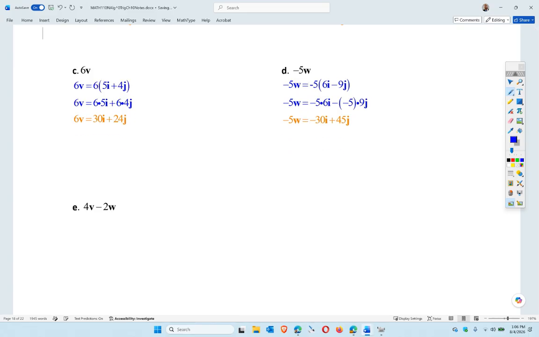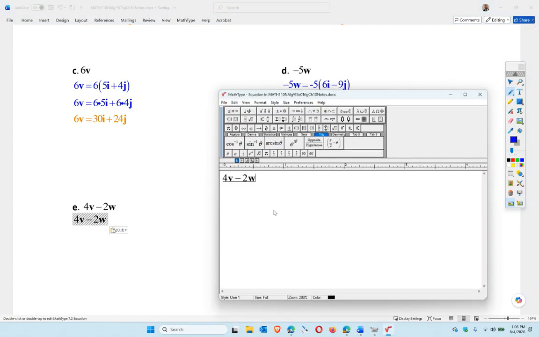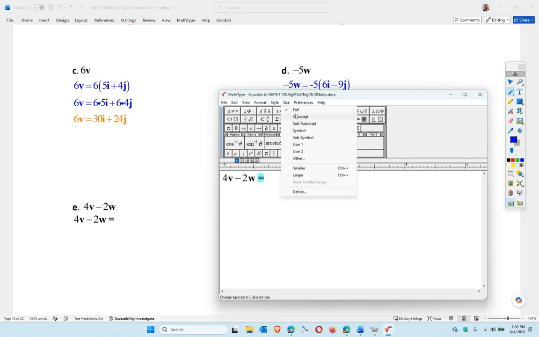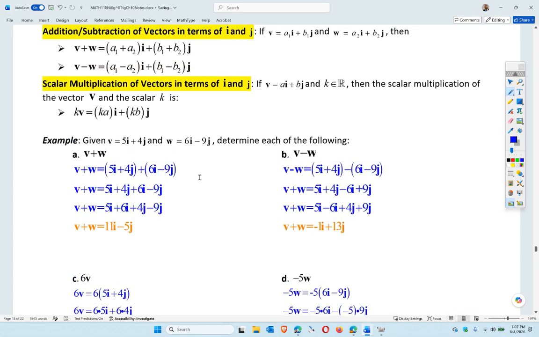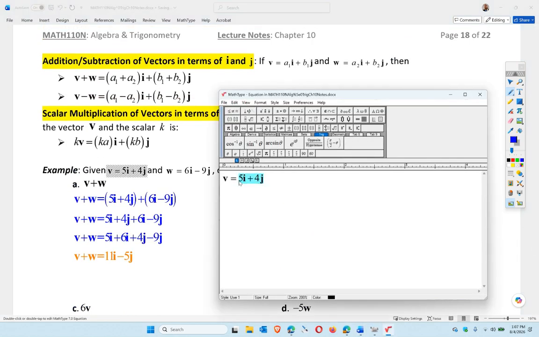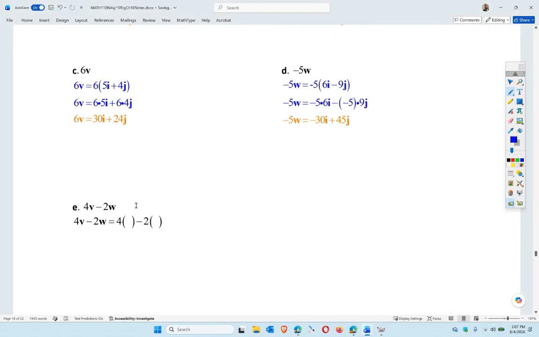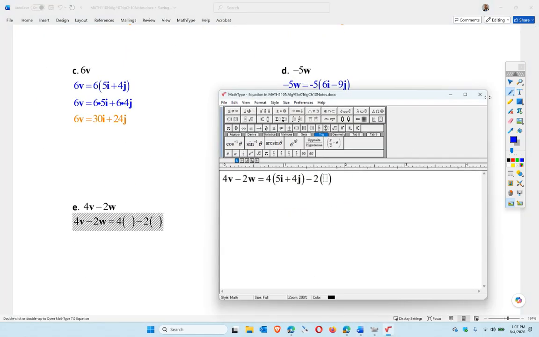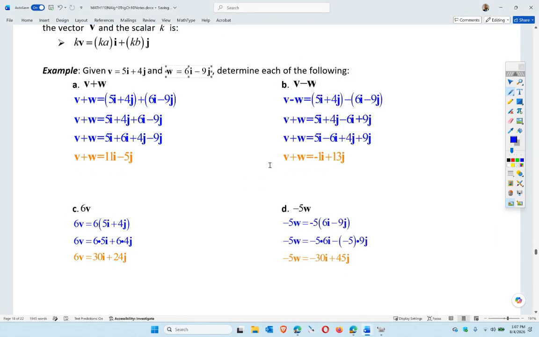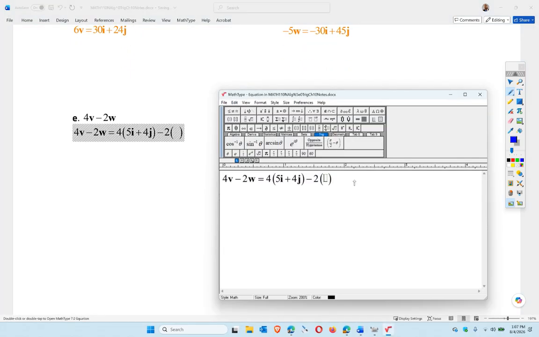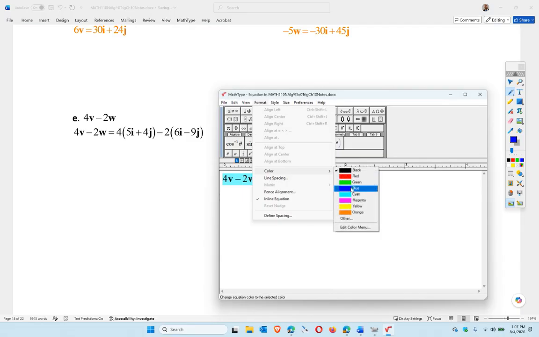All right, the one I tend to see a lot of mistakes on is when you have multiple operations, because people forget the order of operations is still a thing. Okay, so style math. All right, so we have 4v minus 2w. Okay, so let's go get v and w. So there's v, and here's w. What I mean by this is follow the order of operations.